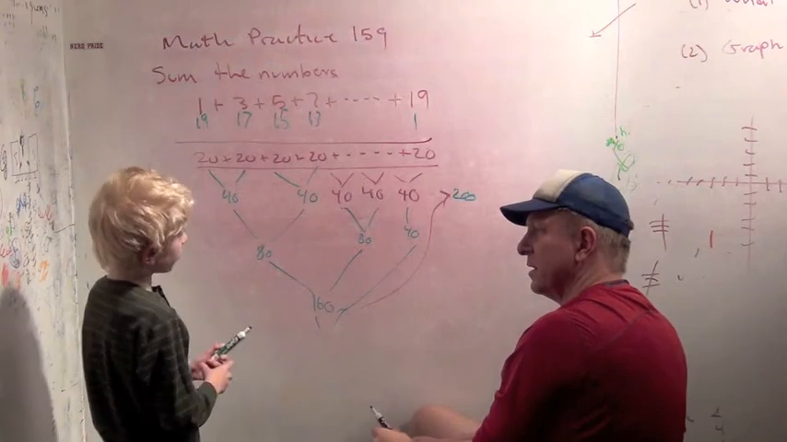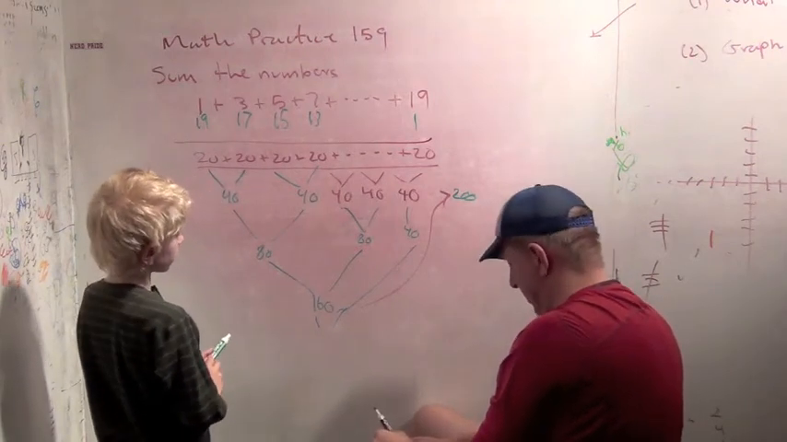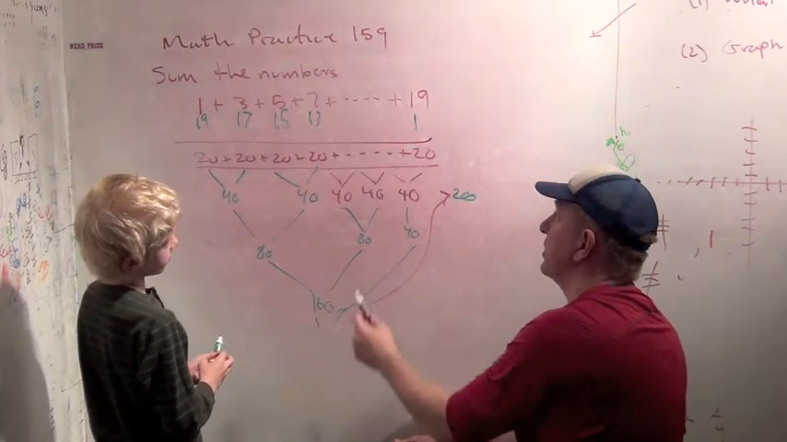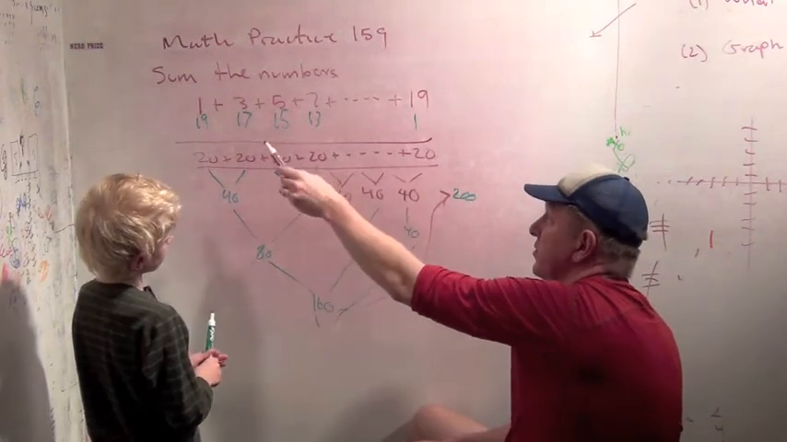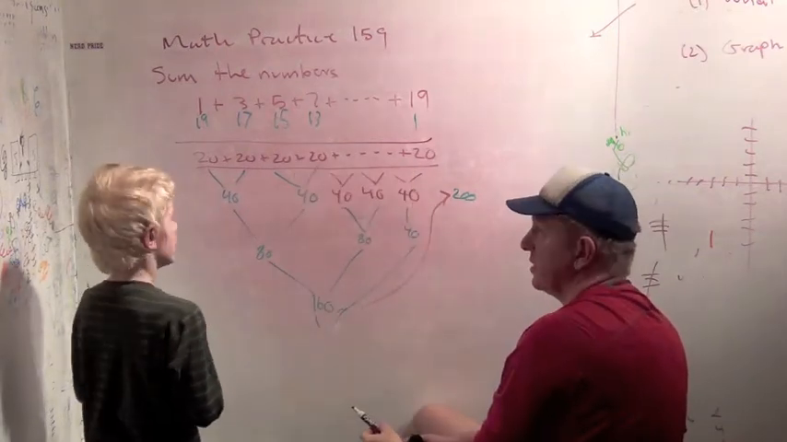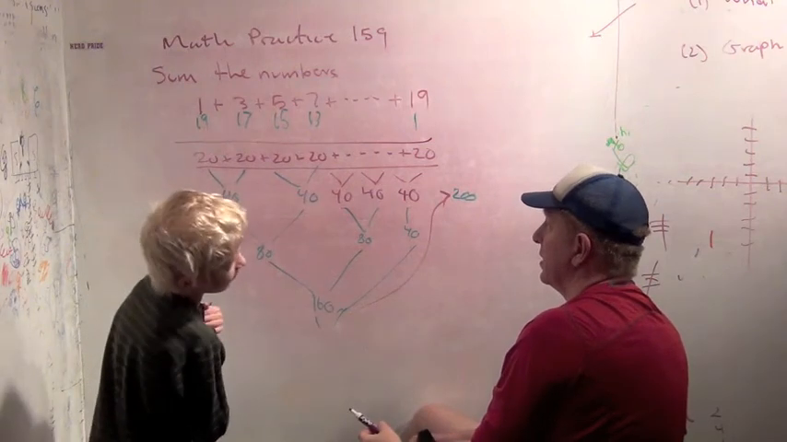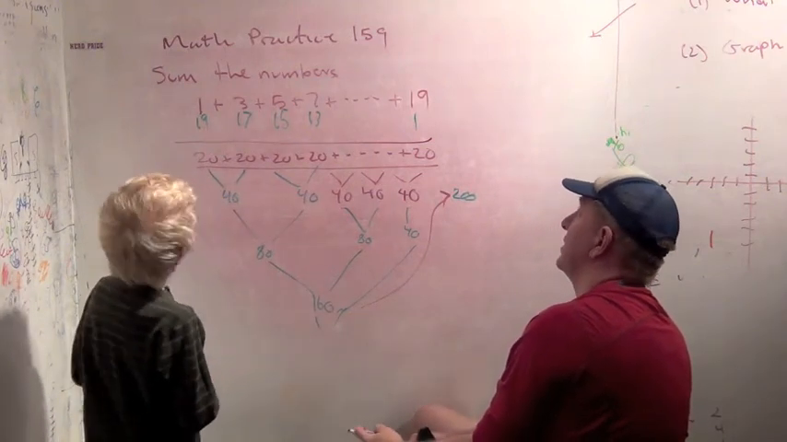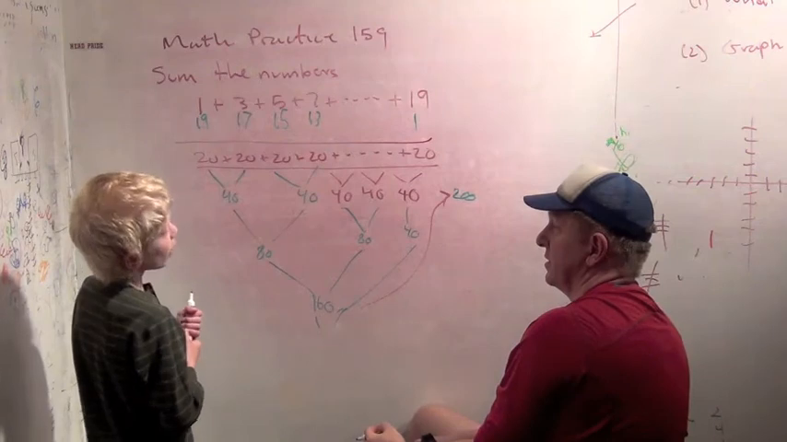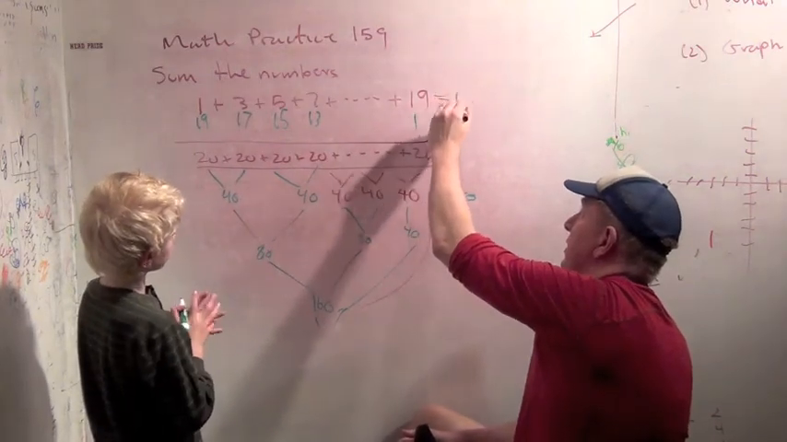Well, 10 10s produces 100, so 10 20s produces 200. Okay, great. So we get 200. So is that our answer? 1 plus 3 plus 5 all the way up to 19? No. Why not? Because you have to divide it in half. Oh, okay. So we get 100. We get this equals 100.